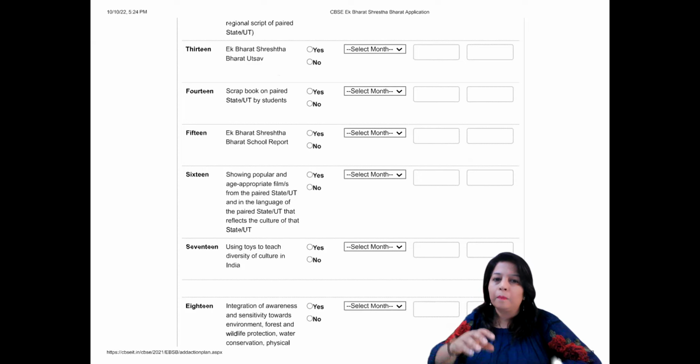Okay, so the report is to be given by the literary fest in-charges, all the teachers involved, and the number of students and the number of teachers involved we have to mention.